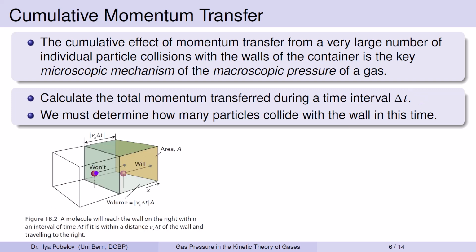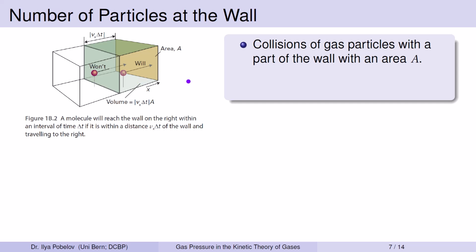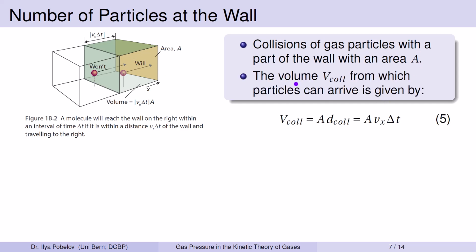This figure illustrates the idea that we employ to calculate this value. It shows that only particles within a distance vx times delta t from the wall and moving towards it can reach the wall during the given time. Now we consider collisions of gas particles with a part of the wall with an area A. The volume from which particles can arrive is then given by A times vx times delta t.